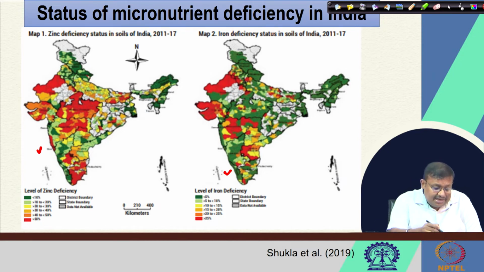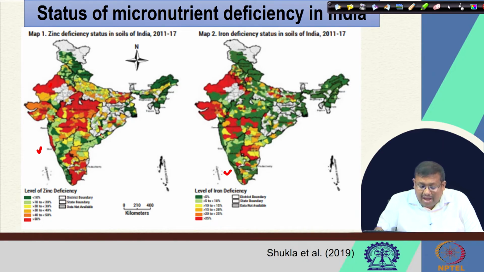So, you can see these green patches are showing less than 10% of zinc deficiency, and these red patches are showing high amount of zinc deficiency, and these brown and orange patches are showing more than 40 to less than 50% levels of zinc deficiency. So, you can see Tamil Nadu and also some parts of Madhya Pradesh and some parts of Rajasthan can show this high zinc deficiency.